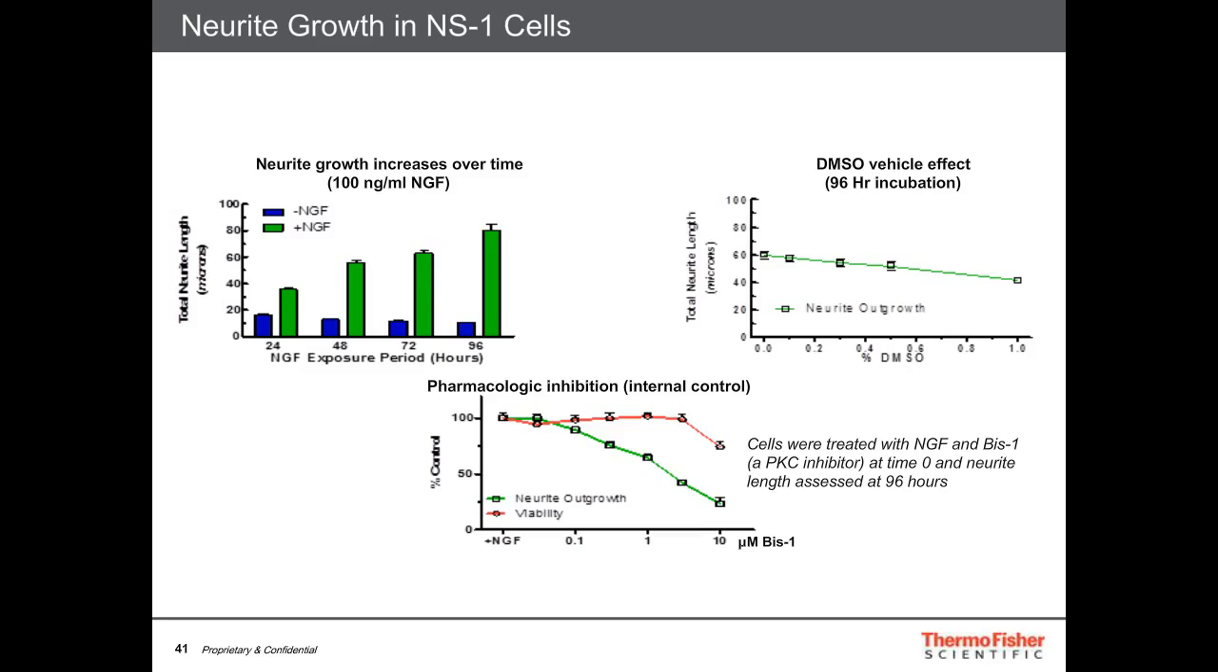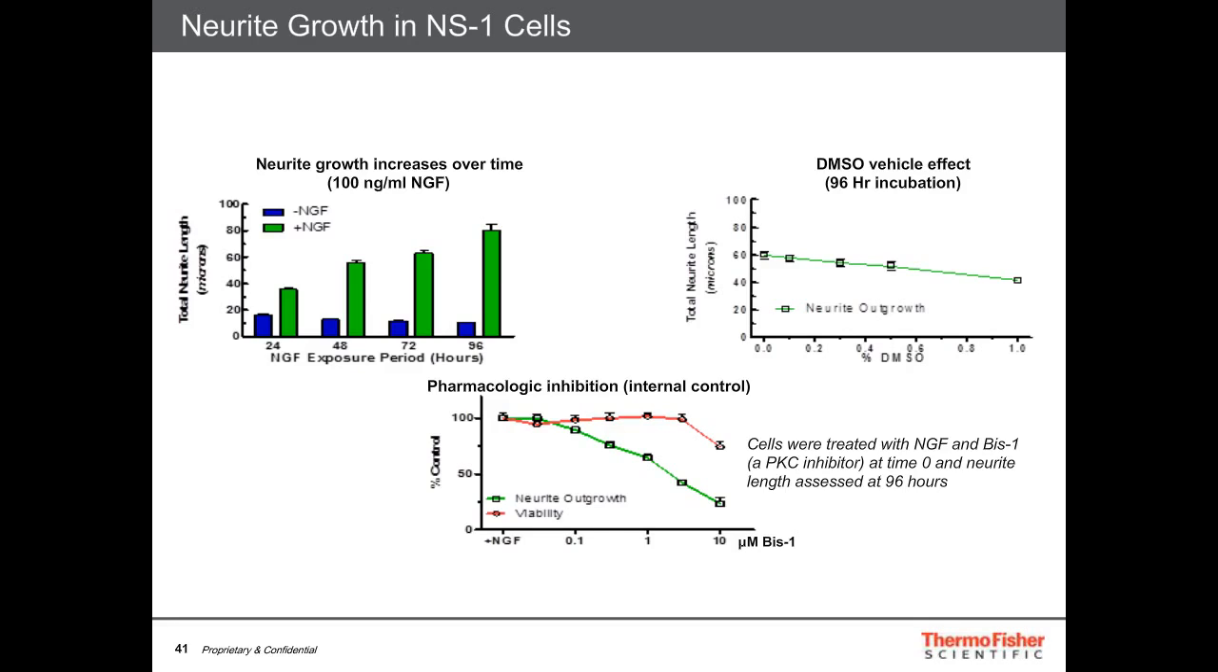And then the last thing, to ensure our biology was working, we wanted to identify a pharmacological control that we could use to show that the expected neurite outgrowth inhibition was occurring, as a way to biologically test the conditions in the plate.